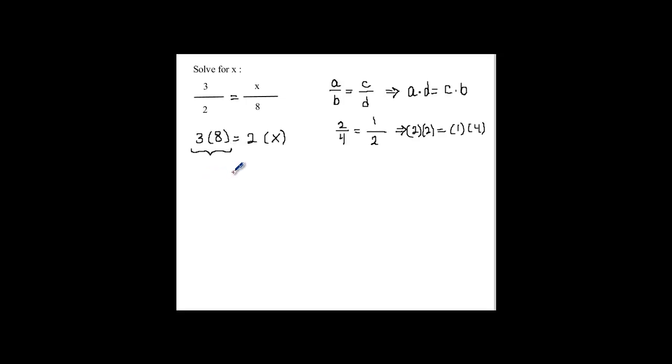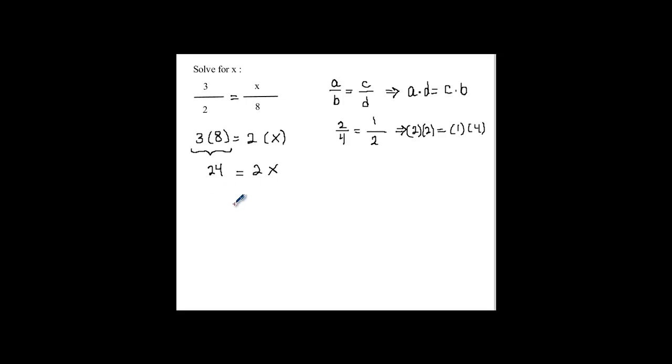I'm not exactly sure what the next step is, but I can tell you that x is 12. Well, the next step would be to multiply what we have on the left-hand side and solve for x, isolate x. So on the left-hand side, what do we have, Richard? On the left-hand side, we have 3 times 8, which is 24. So we get 24 is equal to 2x.